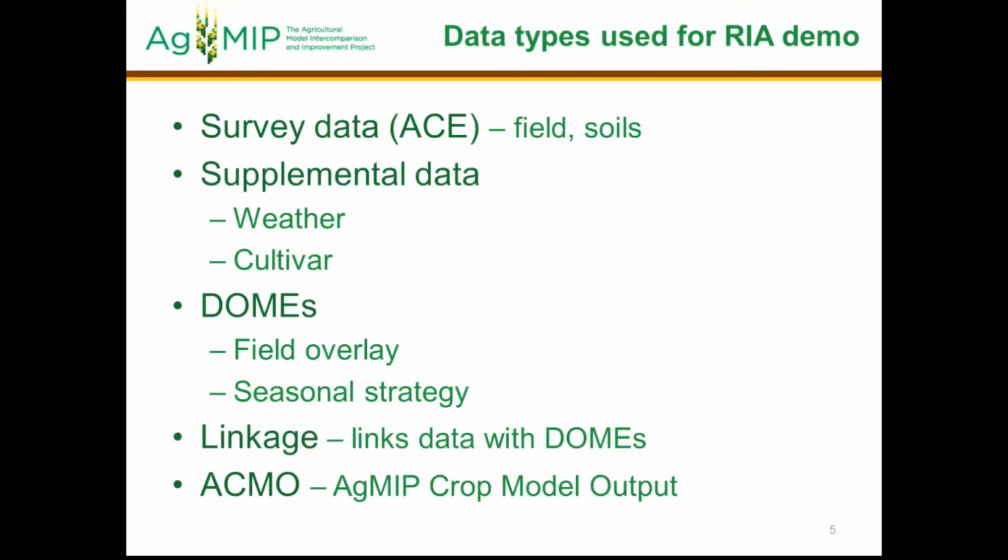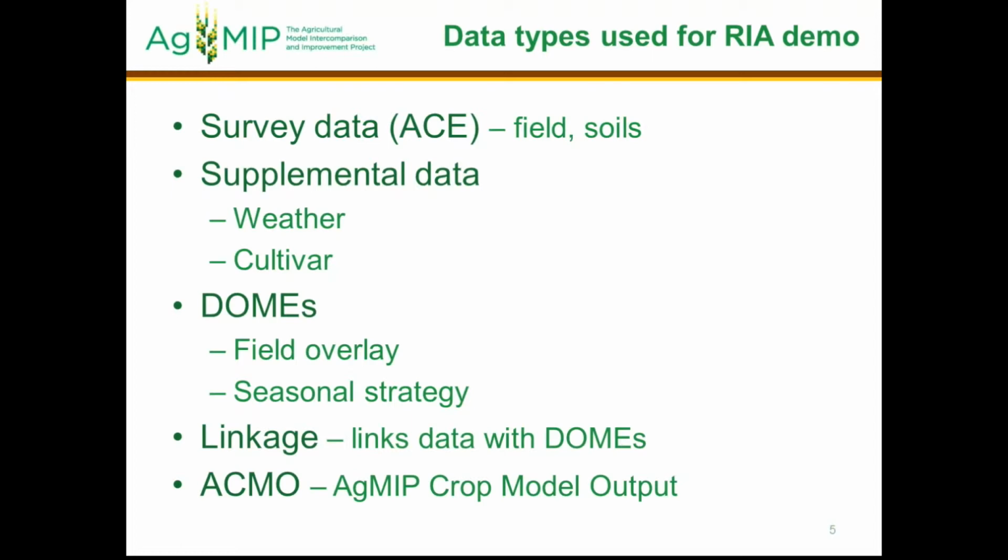So a little bit of review here on the data types used for the RIA demo. Survey data, you're familiar with this, also known as the ACE data, AgMIP crop experiment data. This is the harmonized data format that forms the input to the crop models. In this demo and in phase 2, we want to separate out the weather data from the survey data, and the reason being that every scenario that you look at requires different weather data. And so we're considering that to be supplemental data. Cultivar data is also considered to be supplemental data because it is model specific.